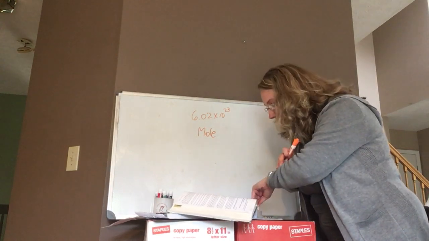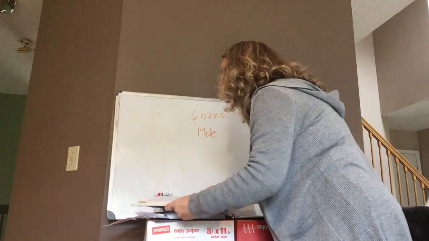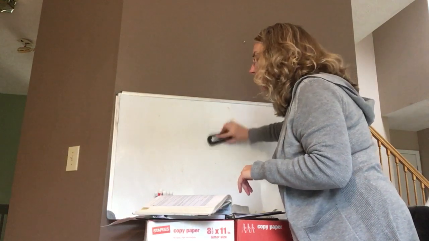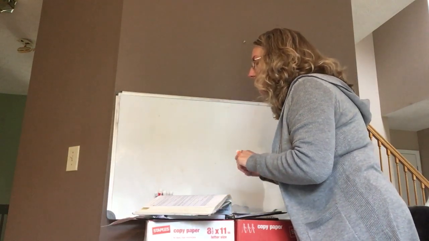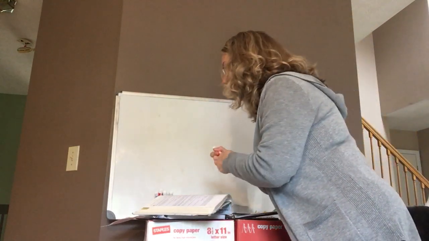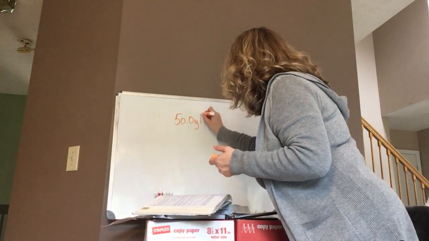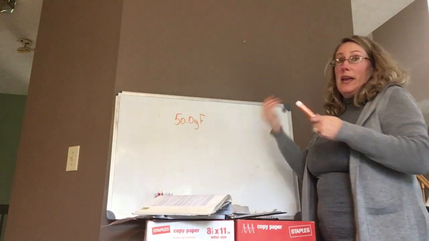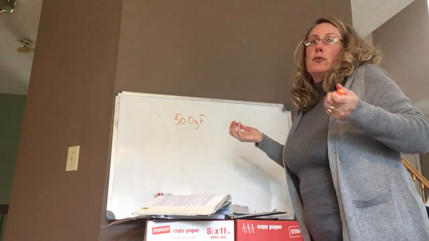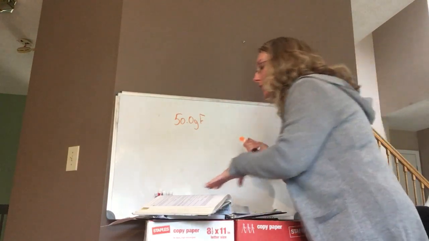All right, let's... Example 5-6. This is on page 148. How many moles of fluorine atoms exist in a 50-gram sample of fluorine? So that means I have 50.0 grams of fluorine. So I can weigh 50 grams on my scale, and they want to know how much is that? Do I have a whole mole? Do I have two moles? Do I have a half a mole? So let's figure it out.